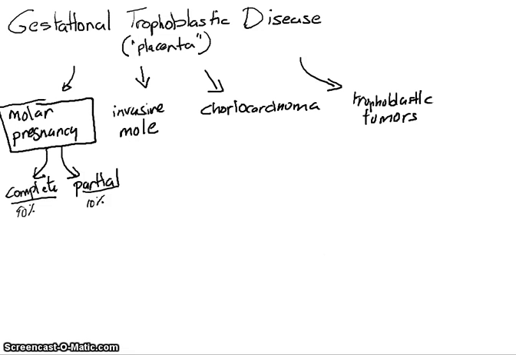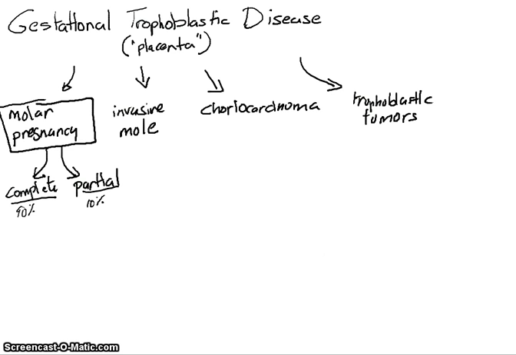Okay, so I'm just going to spend a few minutes talking about molar pregnancy, both complete and partial molar pregnancy. Before I do that, I want to step back and take a look at a broader category under which molar pregnancy falls, and largely all of these pathologies are going to involve the placenta. So there are a group of four of them, and they're called gestational trophoblastic disease.